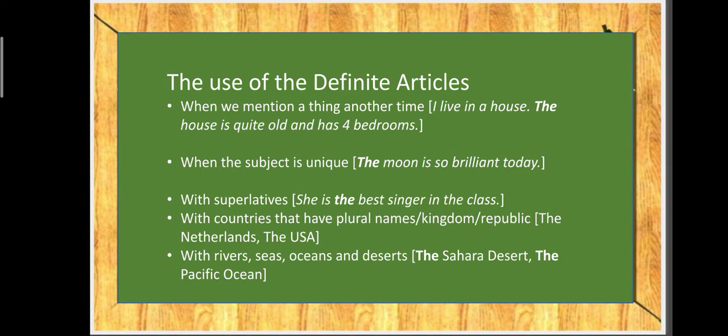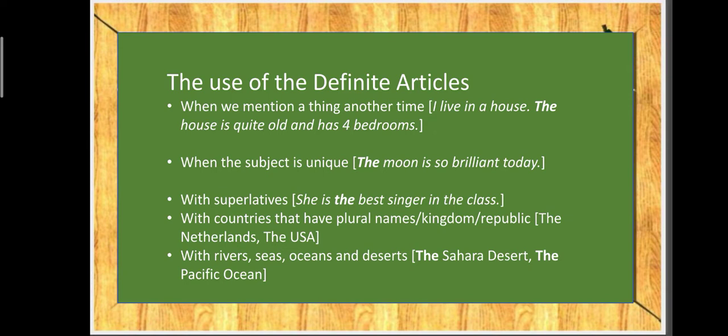Now the use of the definite article, that is the. When we mention a thing another time, means the first time, suppose you can see the example, I live in a house. Now we are talking about the same house. The house is quite old and has 4 bedrooms. Second use, when the subject is unique. For example, moon, sun, earth, these are the unique bodies in the universe, so we will be using the before them.